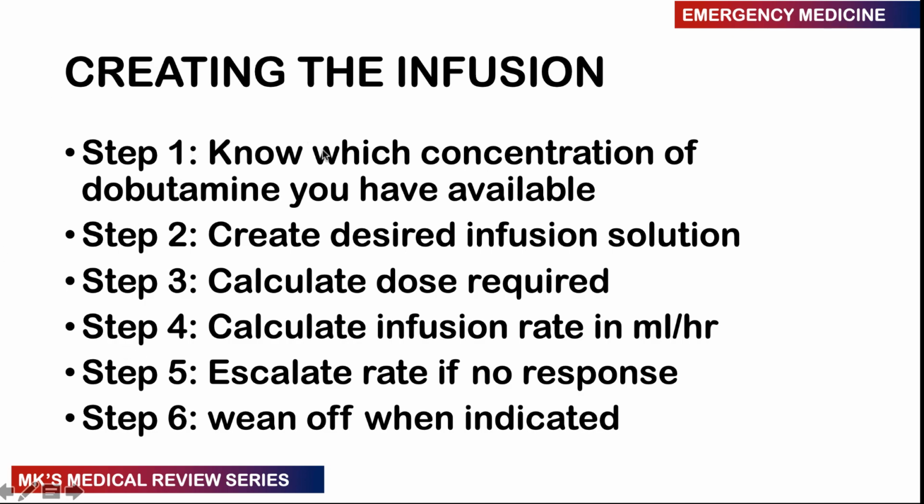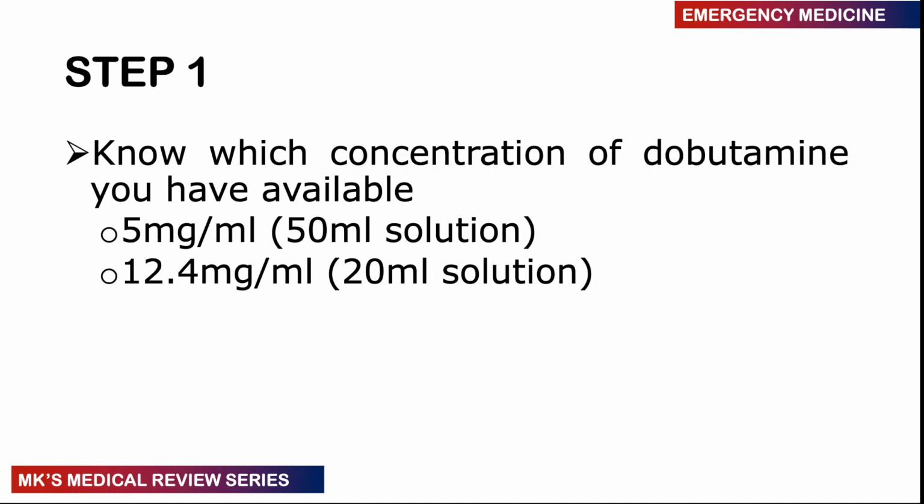So step 1 is you first want to know which concentration of dobutamine you have available. Step 2 is you want to create the desired infusion solution. Step 3, you want to calculate the dose that is required. Step 4, you want to calculate the infusion rate in mils per hour, because you're going to enter this infusion rate into your infusion pump. Then step 5 is to escalate the rate. If there is no response, then step 6 is to wean off the patient when indicated, when the patient is stabilized. So we'll begin with step 1 in terms of dobutamine.